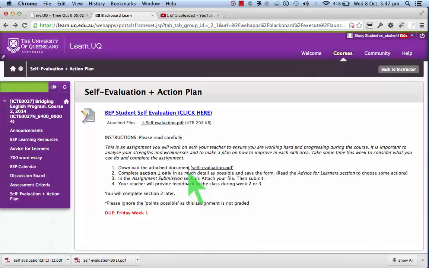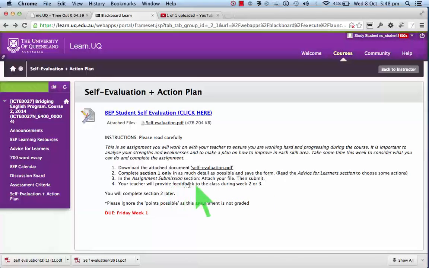What you need to do is download the document, self-evaluation PDF, and I'll show you that in a moment. By Friday of week one, you need to complete section one only, in as much detail as possible, and then save the form. In the assignment submission section, attach your file and then submit.